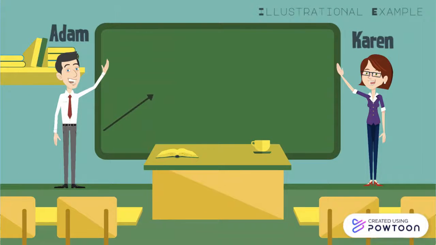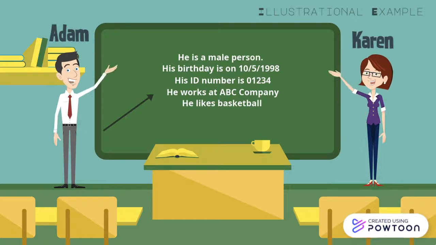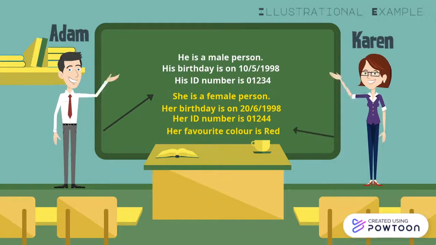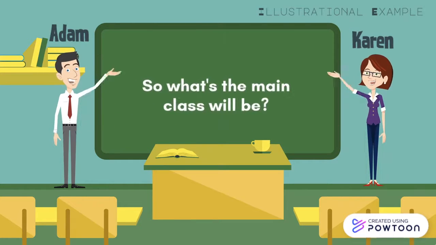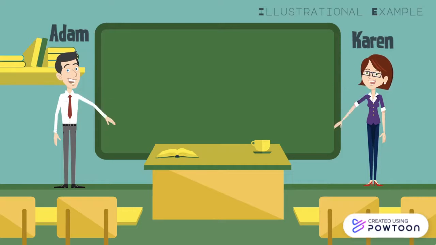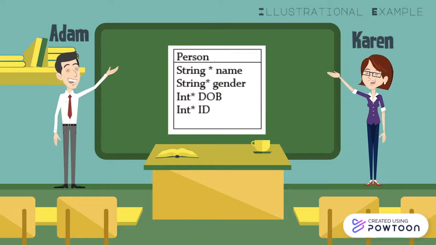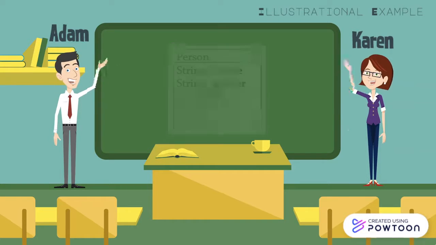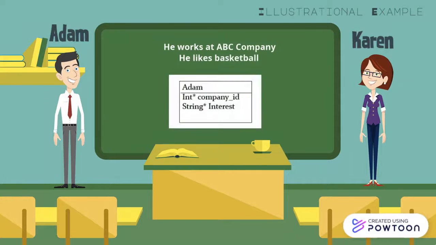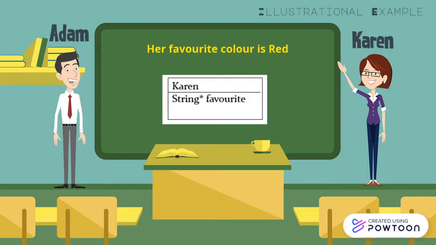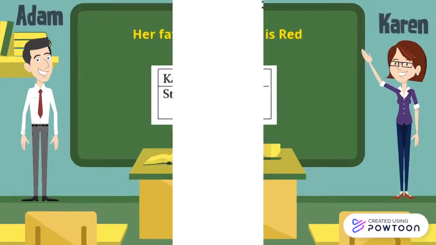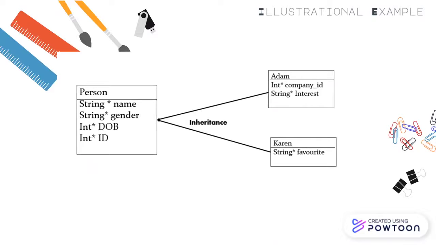So, let's compare to see each other's attributes. We notice that both of them have their own gender, birth date, and ID number. So, what will the main class be? The answer is person. The person is a class that contains many attributes such as name, gender, date of birth, and ID number. So the remaining attributes for Adam can act as attributes which are company ID and interest, and also Karen with her favorite color. As a whole, they have inheritance with the person, which concludes as the figure below.